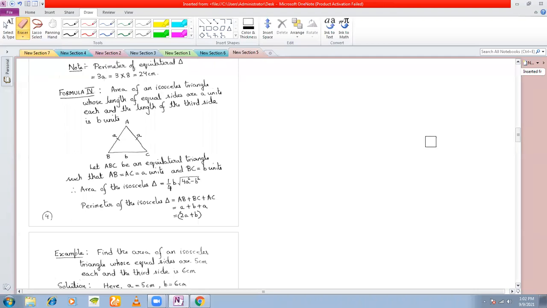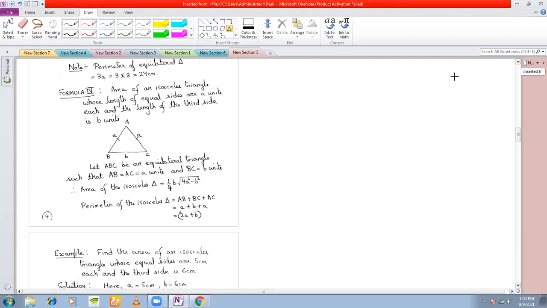Area of an isosceles triangle. We have done the area of a scalene triangle. If you know the base and height of a triangle, you can work out the area of any triangle by half base into height, whether scalene, isosceles, equilateral, whatever. Heron's formula also we have seen. Heron's formula also you can apply for any triangle. Third formula, root 3 by 4 a square, is specifically meant for equilateral triangles. This fourth formula is specifically meant for isosceles triangle.